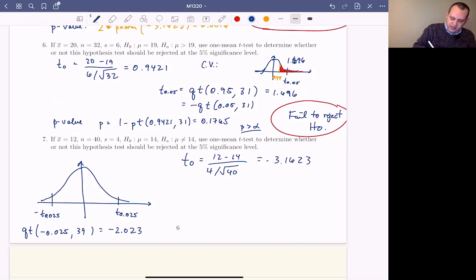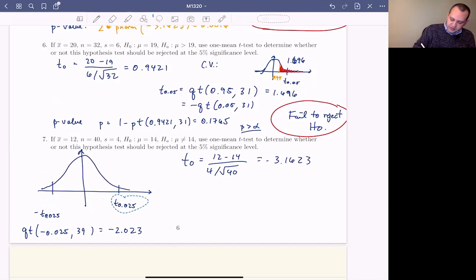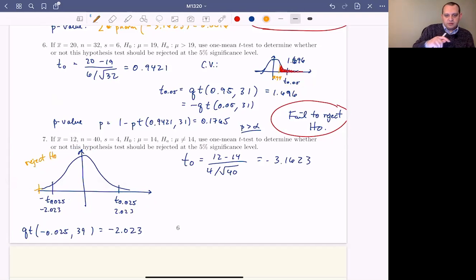If we think about these values here as being, let me just raise this up a little bit so we can draw on it a little bit nicer. So this is the value over here, 2.023, and likewise negative 2.023 over here. The value that we found was negative 3.1623. That puts it squarely in the rejection region. So we're going to reject the null hypothesis because it's less than our critical value, right? It's in the rejection region. Okay, so in this case, we'll reject the null hypothesis. And that was the critical value approach.